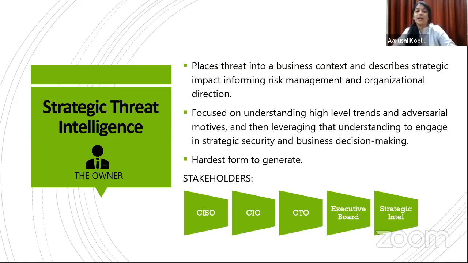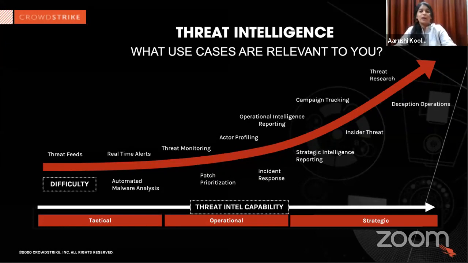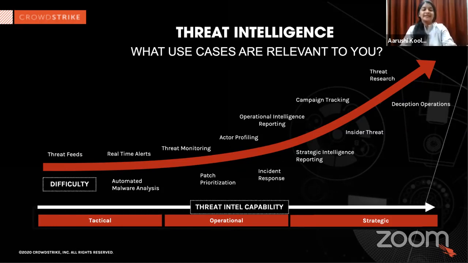The chief information security officer, the chief information officer, the chief technical officer, the executive board, and strategic intel, right? So we focus on understanding the high level trends and adversarial motives, the motives of the enemies, the bad actors, and then leveraging that understanding to engage in strategic security and business decision making. And hence, it is the hardest form to generate, right? So here I have a graph to show that with the level of threat intel capability increasing, the difficulty increases. We go from automated malware analysis to threat research, campaign tracking, insider threat, right? So with each level, the level of difficulty increases.